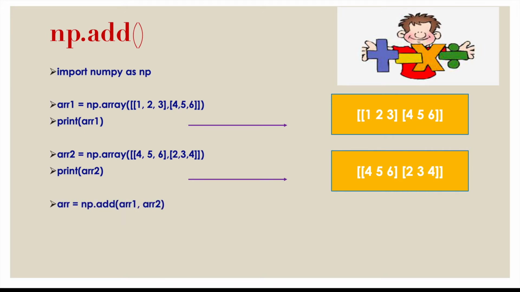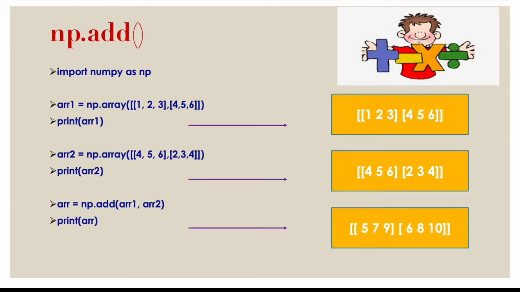Now we want to add array1 and array2 by using the np.add function. So we call the np.add function and pass these two arrays as its arguments. When we print this third array, we are going to get an array where every element is the sum of the corresponding elements at the same position of the two arrays which we wish to add. For example, the first element of array1, the element of the first row, first column, is 1. The first element of array2, first row, first column, is 4. When we add these two, we get 5. So 5 becomes the first element of the new array, that is the third array.